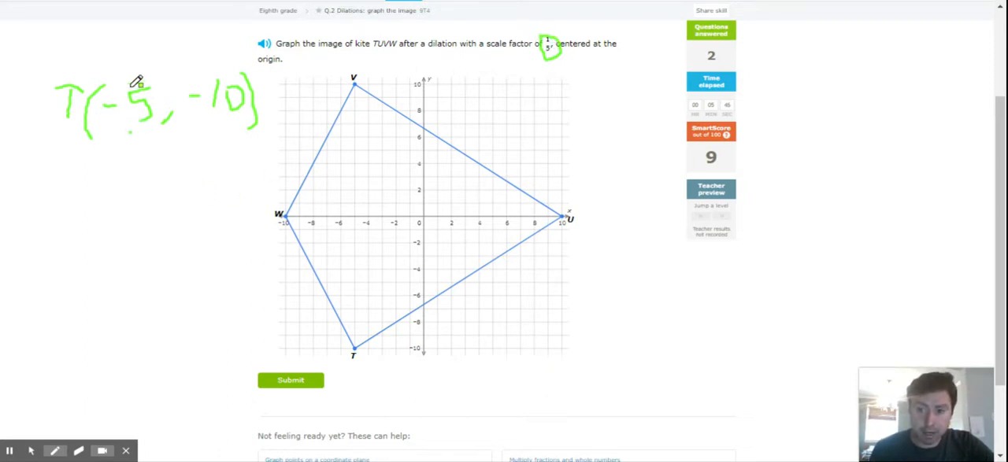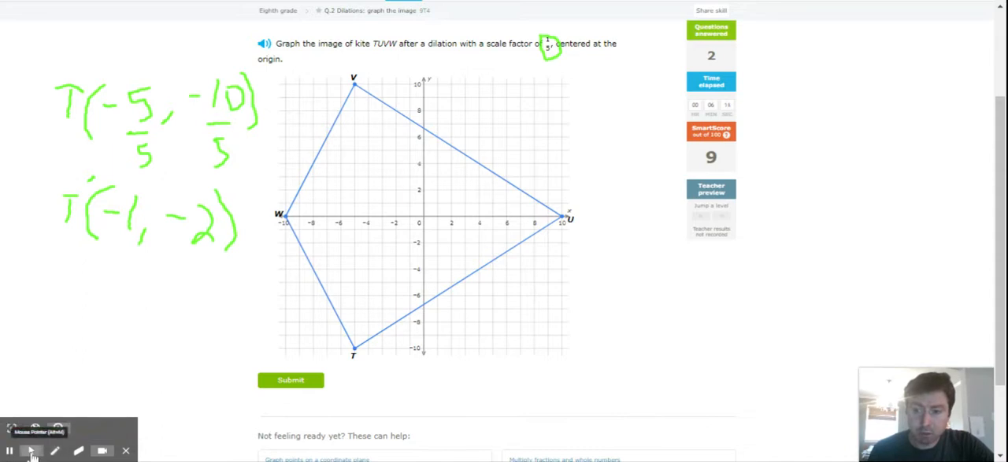So now I'm going to divide. I'm going to do -5, and I can put it right here, divided by 5, and -10 divided by 5 in order to get T prime. -5 divided by 5 is -1. Now -10 divided by 5 is -2. So that's going to be my T prime: -1, -2, right there. So that's T.